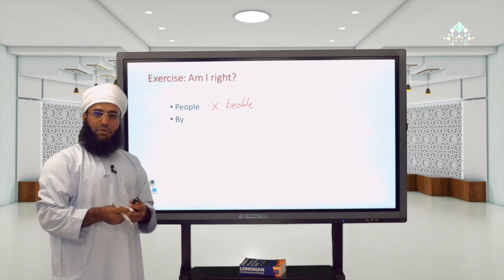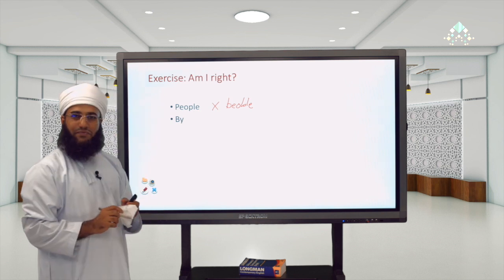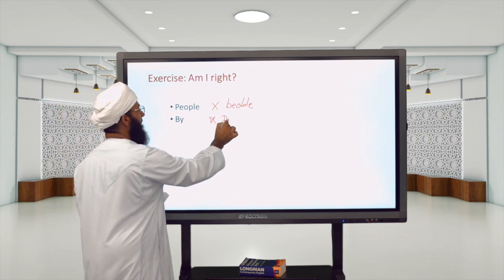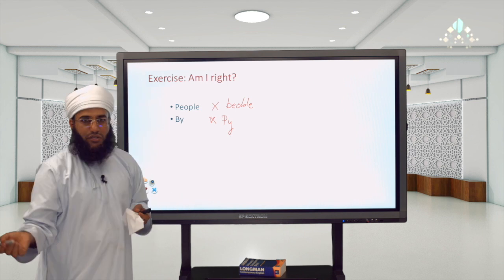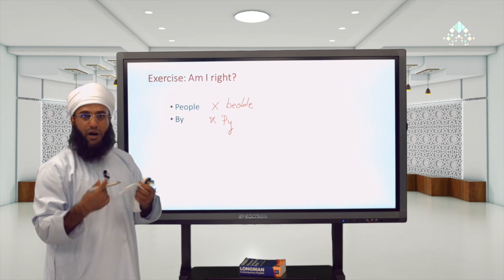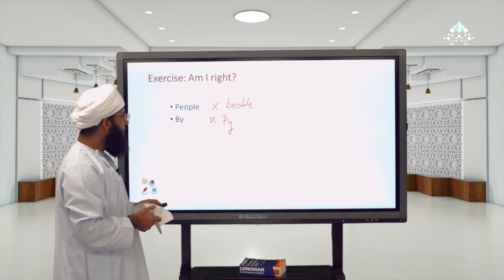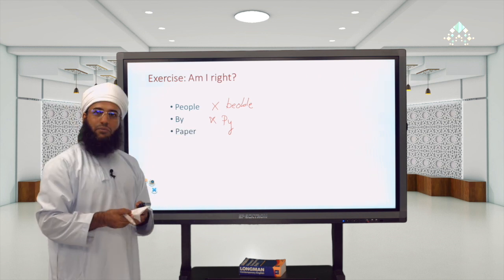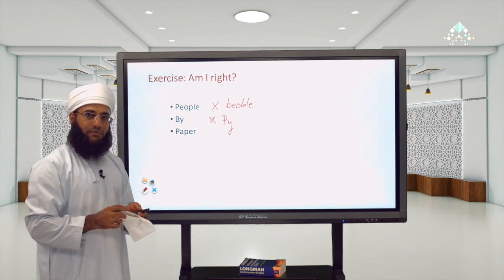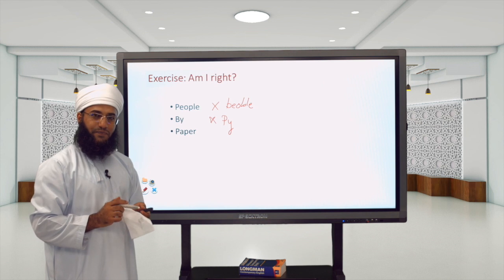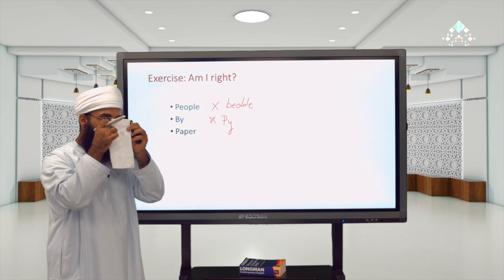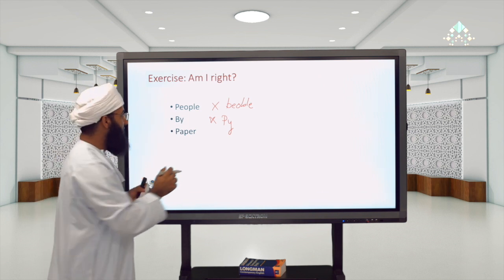Pie. Is it correct? No. Because I say pie, which is not even a word in English. Pie is wrong. It's buy. Okay. How about this? Is it paper? Paper. Is it correct? Let's check. Paper. Correct. Yes.